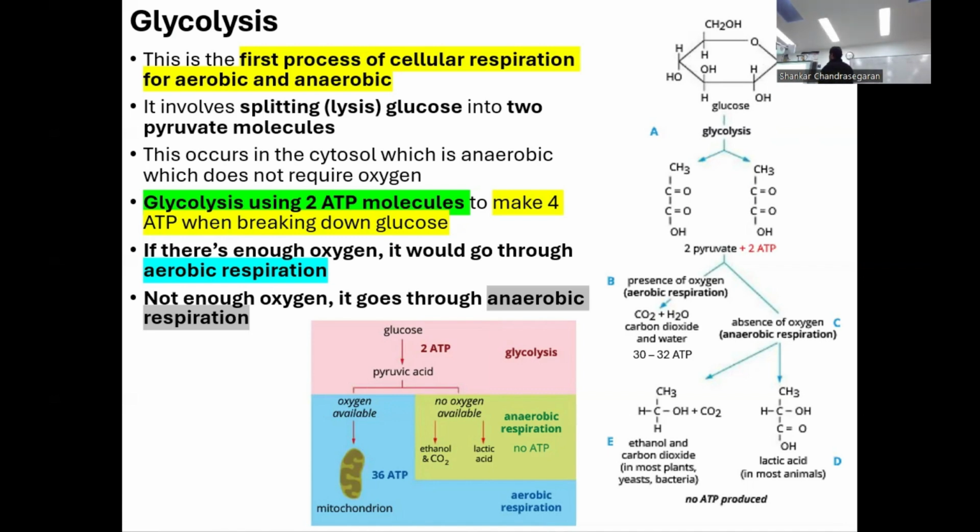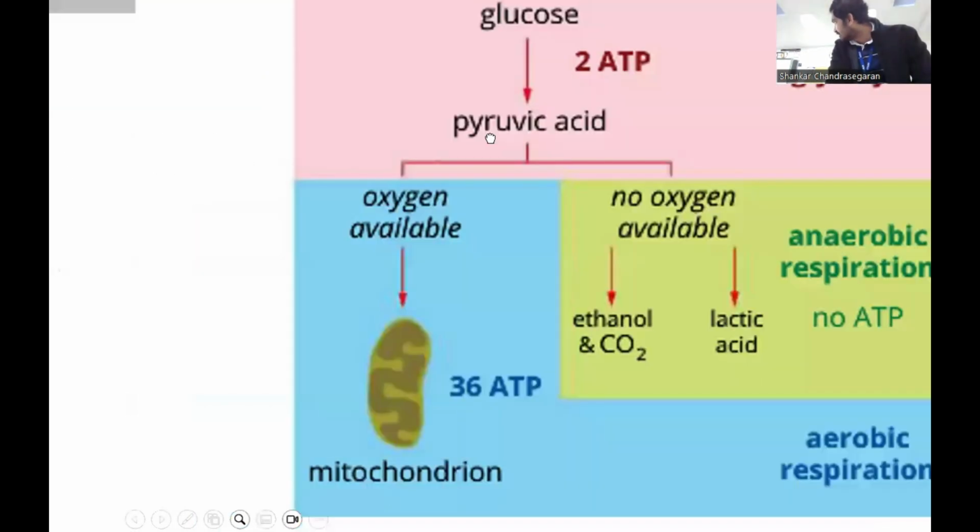Once that has happened, that is when the second stage of whether it's aerobic or anaerobic will happen. If there is enough oxygen, then aerobic respiration, the Krebs cycle will happen, moving on with the electron transport chain. If there is not enough oxygen, then anaerobic respiration or anaerobic fermentation will be promoted. So let's have a look at this picture, right?